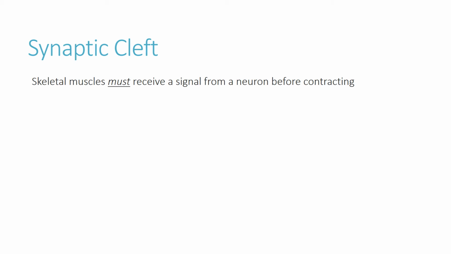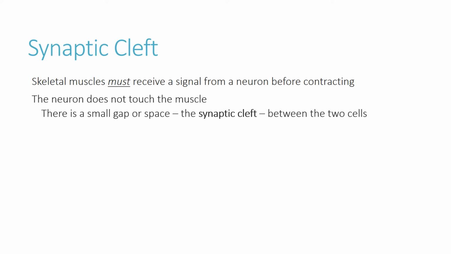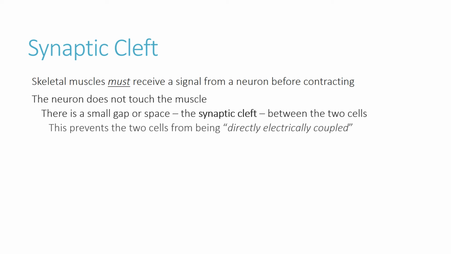A skeletal muscle cell must receive a signal from a neuron before it can contract. However, the neuron does not touch the muscle. There is a small gap or space called the synaptic cleft or synapse that separates these two cells.